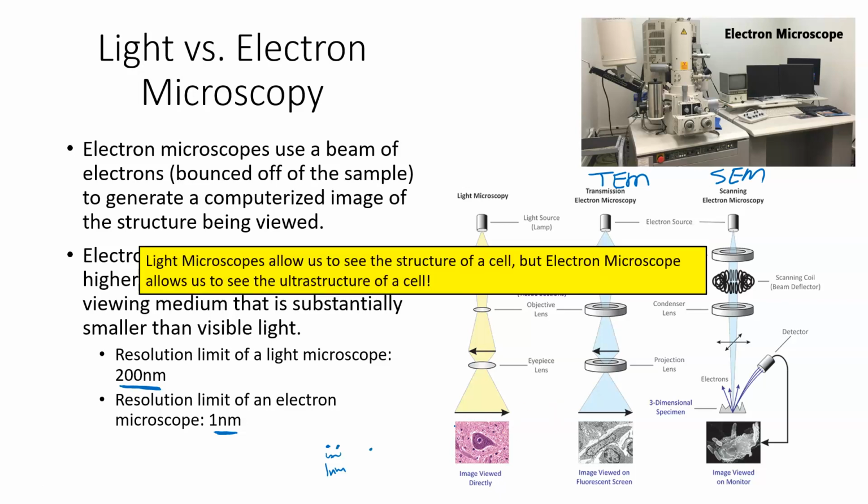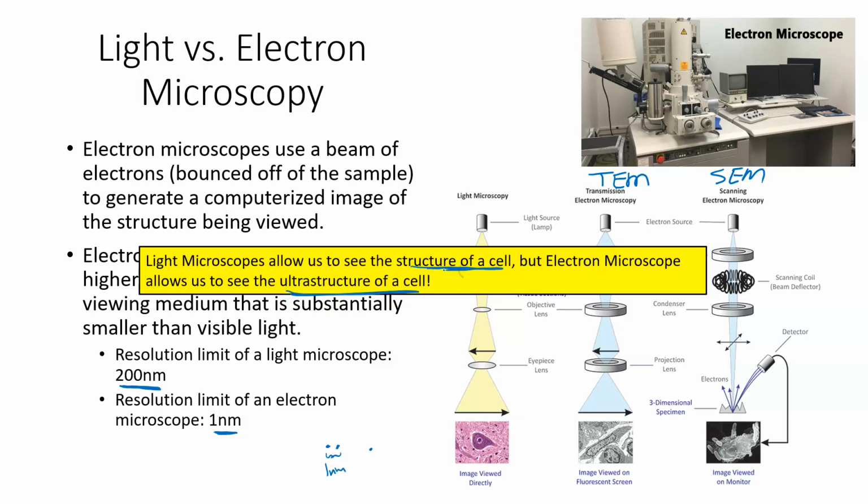So, very, very important, but light microscopes are much more cost effective, right? It's what schools have. Some of your upper universities have electron microscopes, but not typically a microscope that younger students would have access to, right? So, light microscopes allow us to see the structure of a cell, but an electron microscope allows us to see the ultrastructure of a cell.